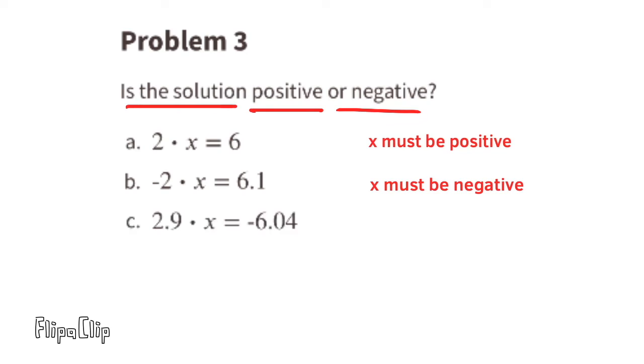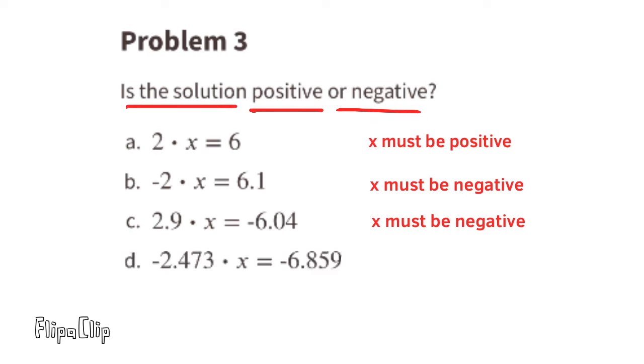C. A positive times what number equals a negative? Since a positive times a negative equals a negative, then x must be negative. D. A negative times what number equals a negative? Since a negative times a positive equals a negative, then x must be positive.